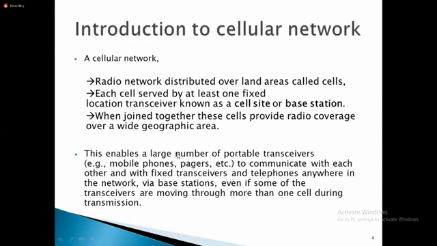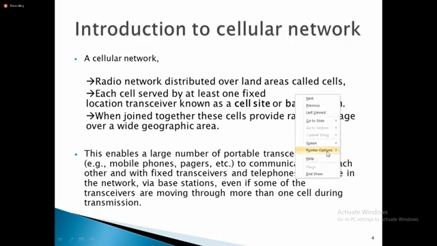This enables a large number of portable transceivers. Our mobile phone is a transceiver, right? The word transceiver means you can transmit and receive within the same circuitry. If our mobile phone were only a transmitter, we would need a separate phone to transmit and a separate phone to receive, but that is not the case. Our mobile phones are transceivers, so we can transmit and receive at the same time. We can provide services to a large number of transceivers at the same time through the cellular network.